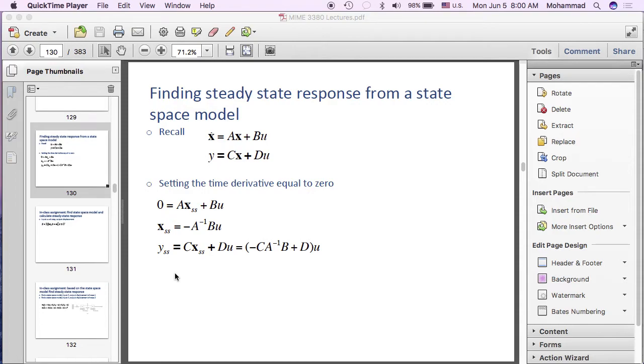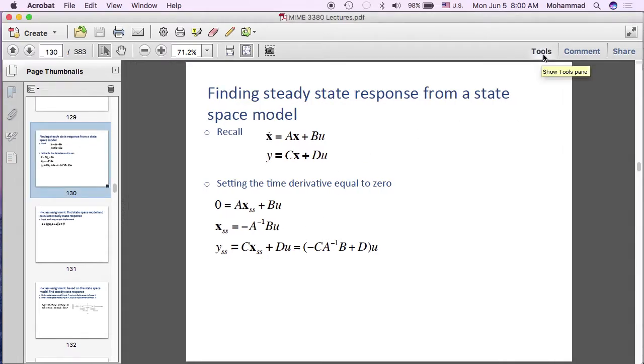Good morning, everyone. So today we are going to talk about a few related topics all around response of dynamic systems. So let's start by finding steady state response of dynamic systems from their state space model.